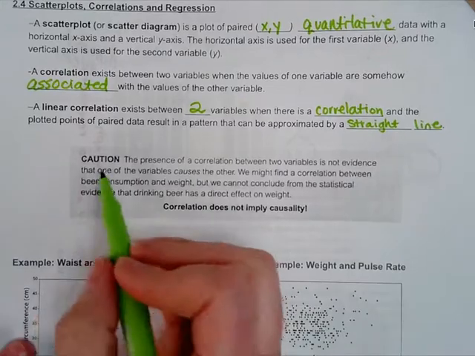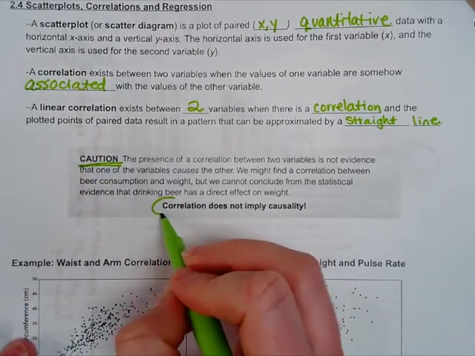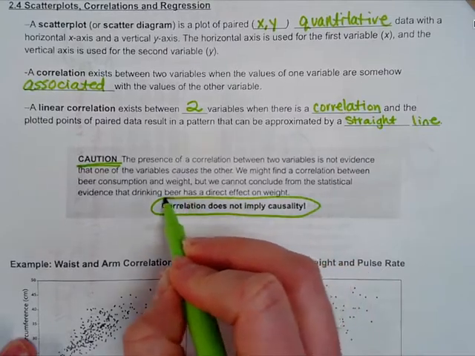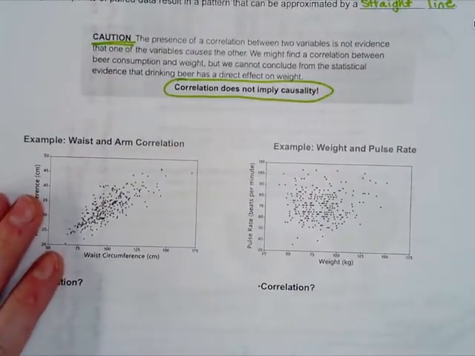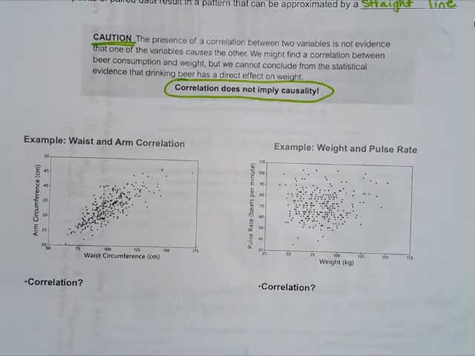So there is a caution here. The important caution is correlation does not imply causality. Correlation and association doesn't mean that just because they're associated, one causes the other. So there's not necessarily a cause and effect relationship there. It says we might find a correlation between beer consumption and weight, but we cannot conclude from the statistical evidence that drinking beer has a direct effect on weight. So just because you drink beer doesn't mean you're going to gain weight.